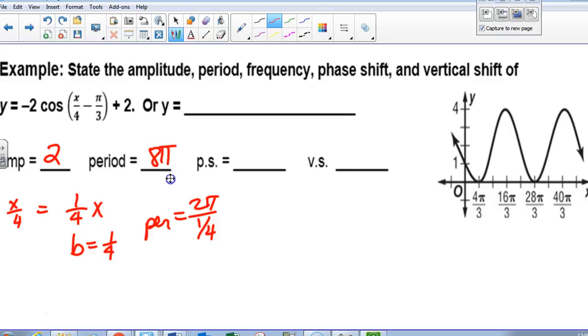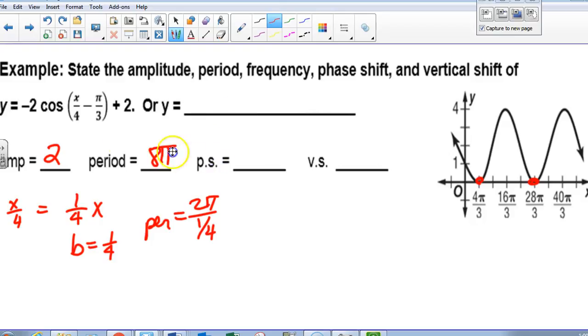Everybody okay? Now, it's kind of confusing, but follow me over here. From 4/3 to 28/3, if we subtract, that's 24/3. Everybody okay? 28 minus 4 is 24, and 24/3 would be 24 divided by 3 would be 8. So that is 8 pi on the picture. Do you see that? It's kind of crazy.